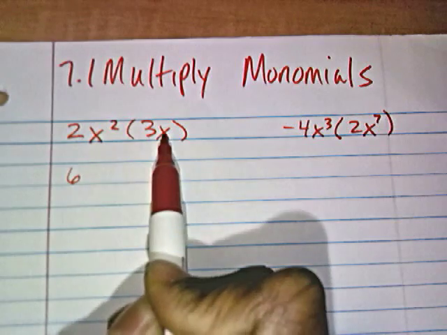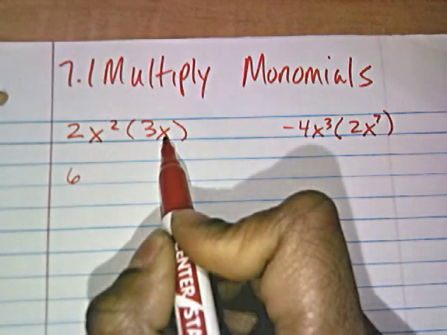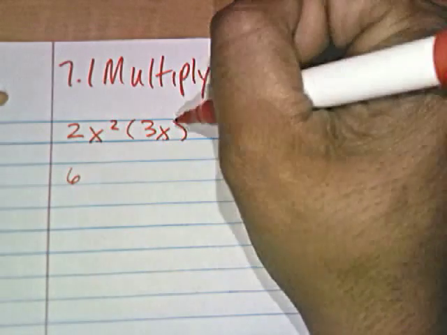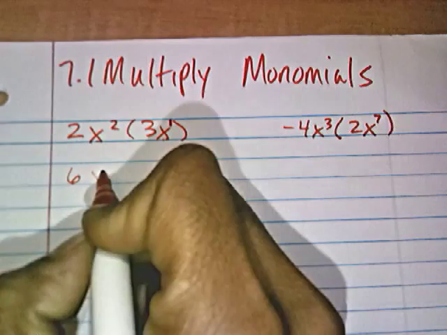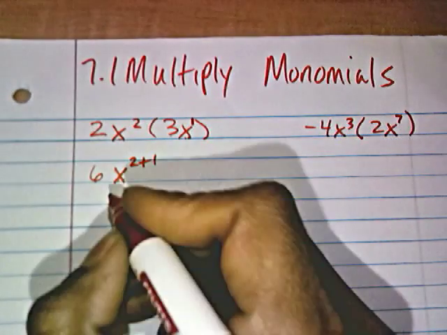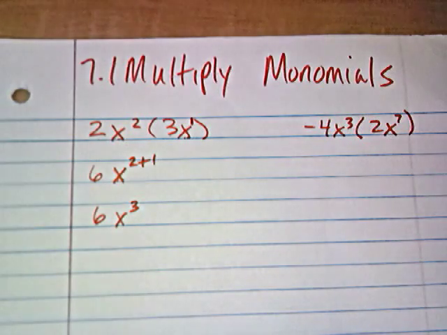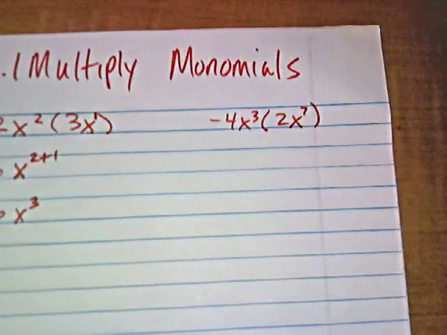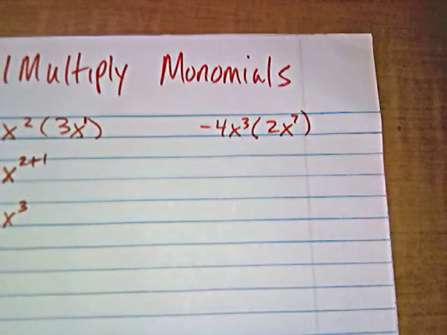Then I have these match, x and x match. Remember that a variable all by itself has an understood exponent of 1. So I'm going to write x to the 2 plus 1, and that leaves me with 6x to the 3rd power, and that's my final answer. There's nothing else that I can do with that. Okay, on the second one here, you try it on your own. Hit pause, make sure you got it right.